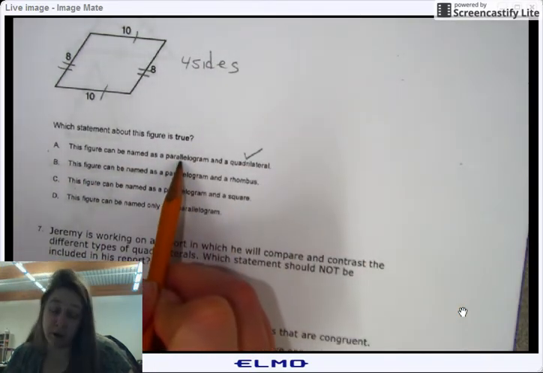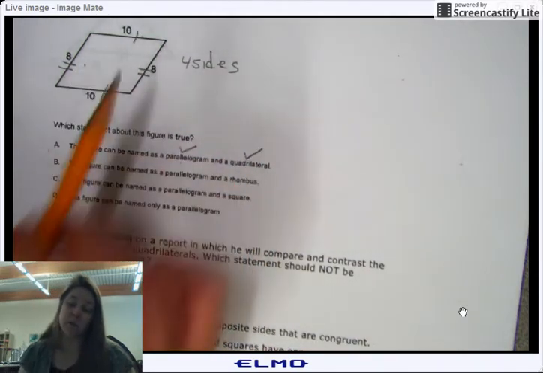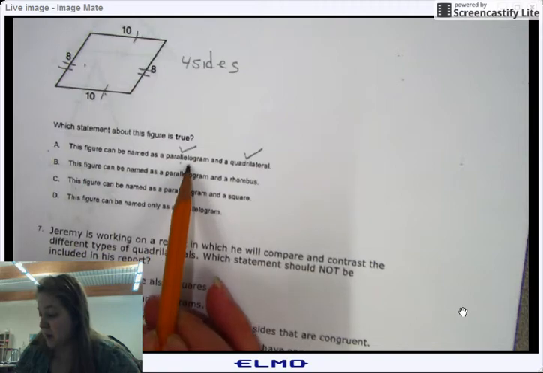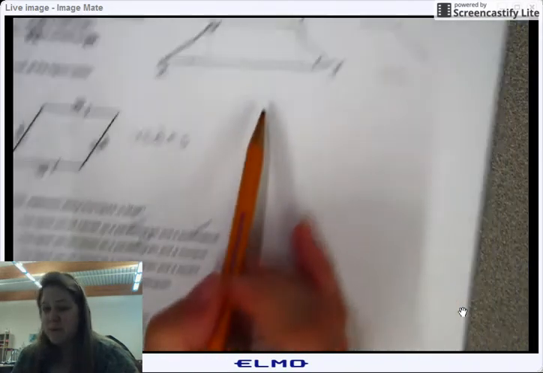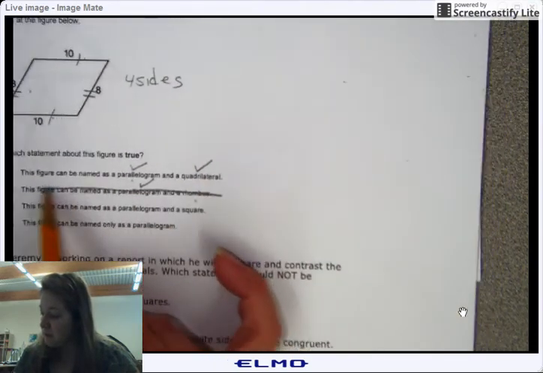I also agree with the parallelogram because this is parallel to this and this is parallel to this. And we know that in a parallelogram, you have to have both sides. This figure can be named as a parallelogram, we already agreed, and a rhombus. To me, remember, the rhombus looks like this. So this is not a rhombus. So this can't possibly be true.